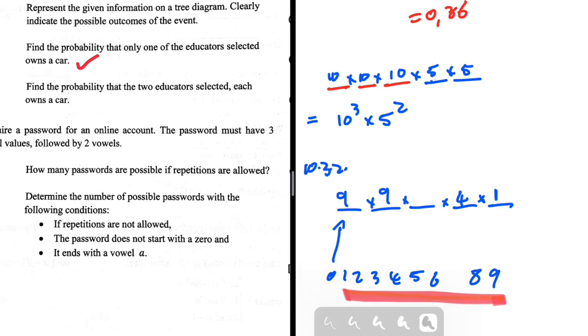So we have 9 multiplied by 9, and then ultimately multiply by 8 at the end, because any digit of the ones that are left can occupy that third spot. So there we go. You put that in your calculator and you get some answer. Those are the number of possible passwords with the given conditions. Here we go.